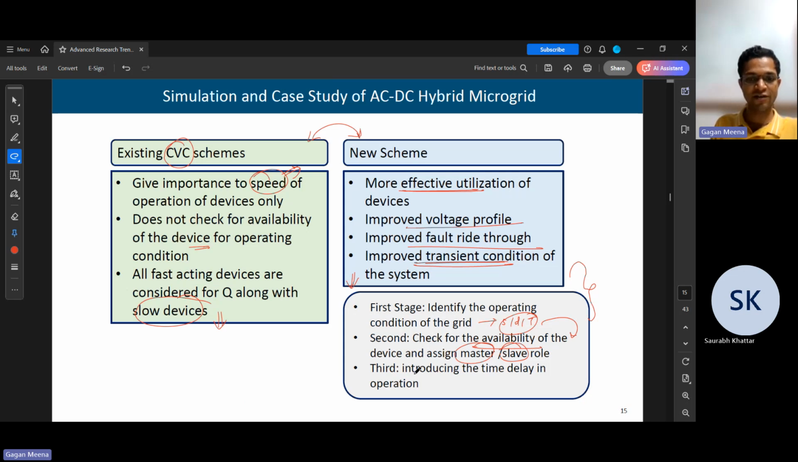And then after that, introduce a time delay in the operation. Because we have seen here that the slow device was not utilized properly. So a time delay is introduced for the fast device so that the slow can act first and then the fast will act. Now the slow will also be utilized properly. So a time delay is introduced for the fast acting device. In this way, all the devices which are available are properly and effectively utilized.